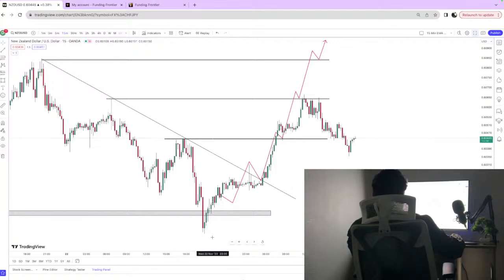also, because the market never moves like this. It's always an upside move, then a little retracement. Upside move, then a little retracement. So let's see how it behaves.